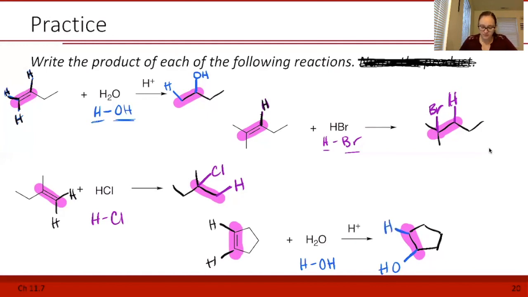Okay, those are our examples of some selectivity problems for our hydrohalogenation and hydration reactions. And that finishes off this section of the textbook. I will see you guys in section 11.8, chapter 11.8. See you guys there.